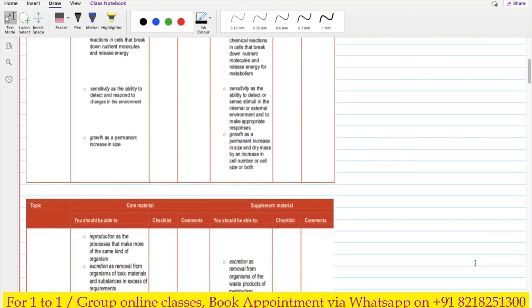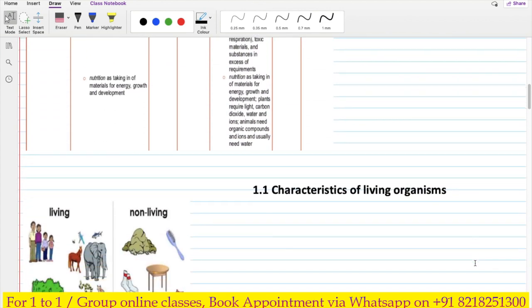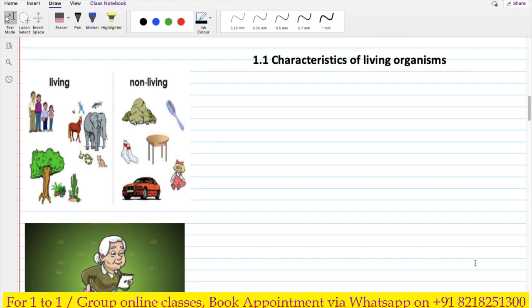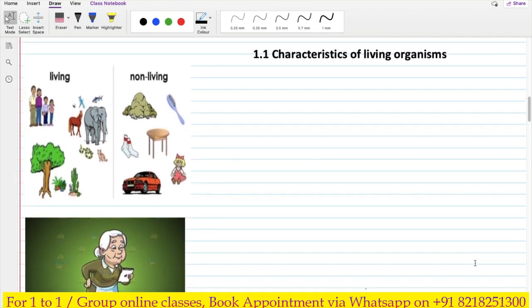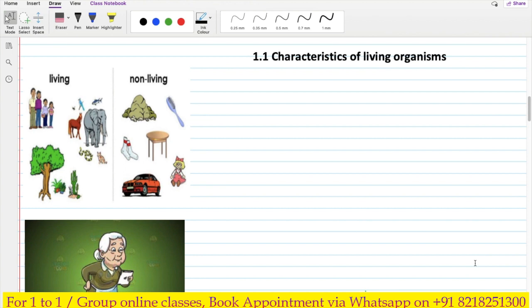And as promised, when we start with the chapter, if you have a mindset that you'll be memorizing some definitions, please throw it out, because no mugging up, no rote memorization, only understanding, conceptual based learning. Let's get started with our new chapter, characteristics of living organisms.